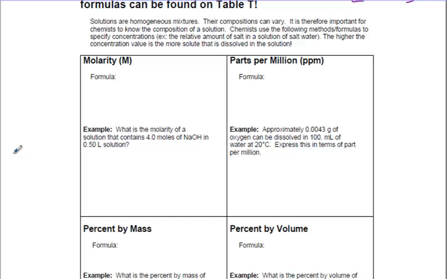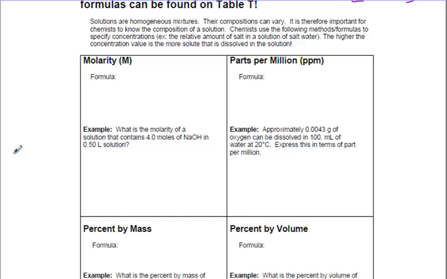Okay, so calculating concentration, we're going to use all of the formulas that are found on Table T. Remember, solutions are homogeneous mixtures. They're aqueous. Their compositions can vary, though. It is therefore important for chemists like us to know the composition of a solution. Chemists use the following methods or formulas to specify concentrations, whether they're in parts per million or by mass, molarity. Basically, the relative amount, here's an example, relative amount of salt in a solution of salt water. How many? Parts per million.